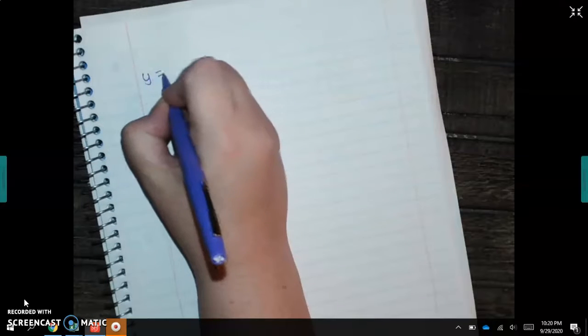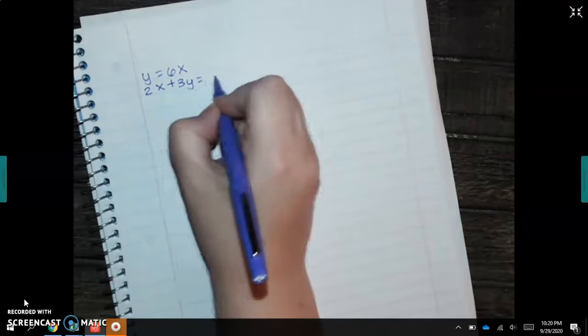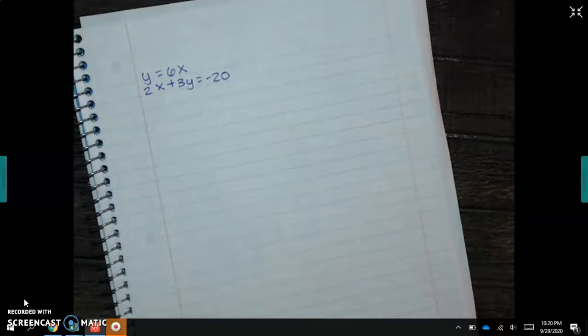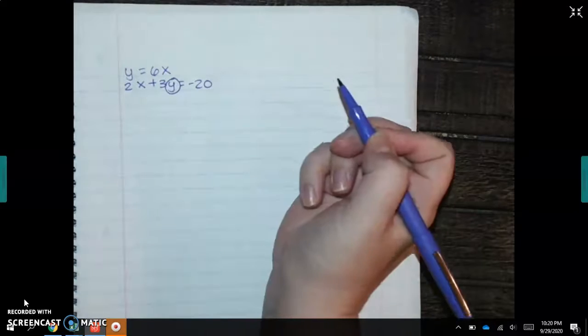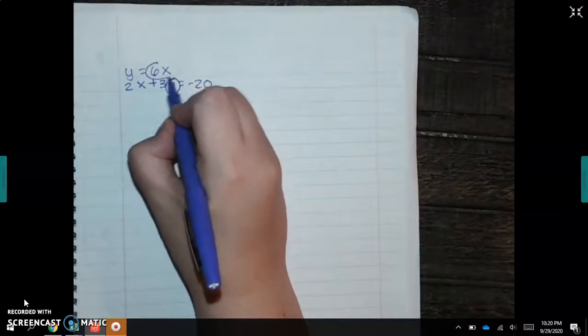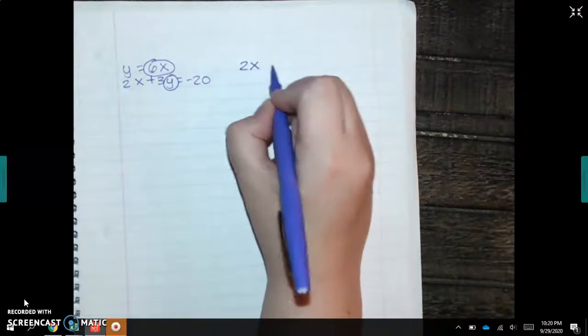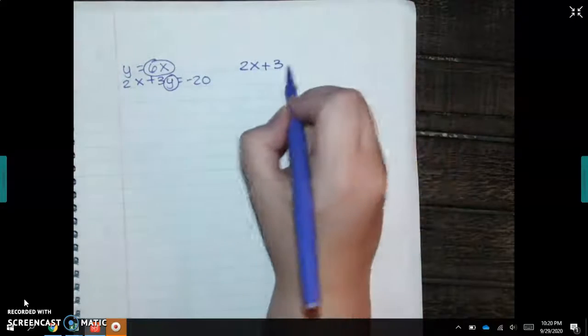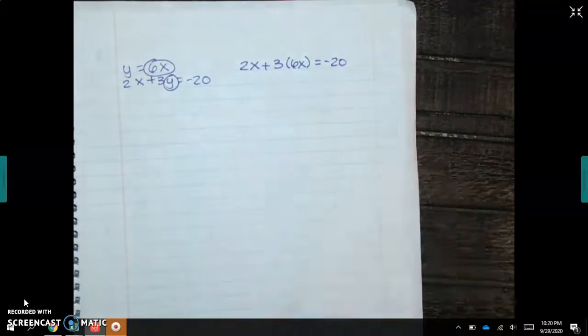Alright, let's take a look at another example. For this example, you already have one equation where a variable is solved for. Notice the y is all by itself. So what I'm going to do is I'm going to take the y out of that second equation and replace it with 6x. So I will keep 2x, I will keep the plus, keep the 3, take out the y and replace it with 6x, keep the equals, and keep the -20.